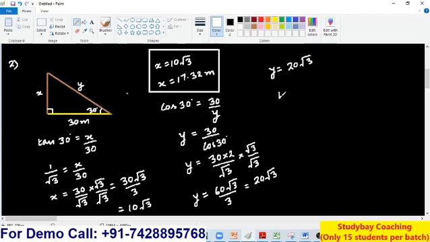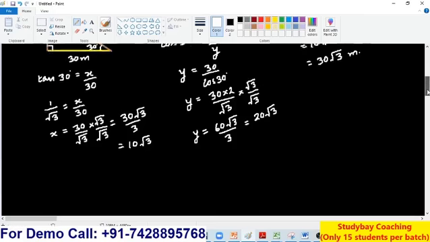Now the height of the tree can be calculated by just adding x and y. This will be 10 root 3 plus 20 root 3, and that's equal to 30 root 3 meter, right? You can also calculate it in decimal terms by multiplying 30 by 1.732, right? Now let's move to the next question.